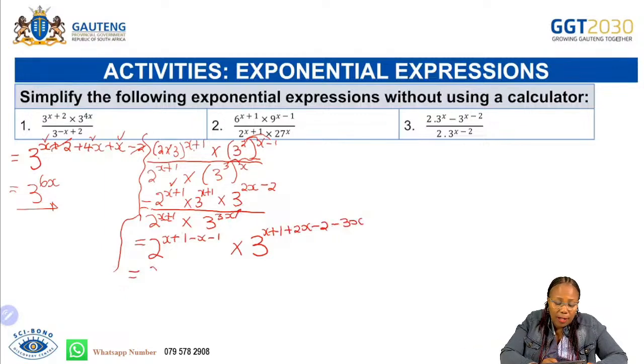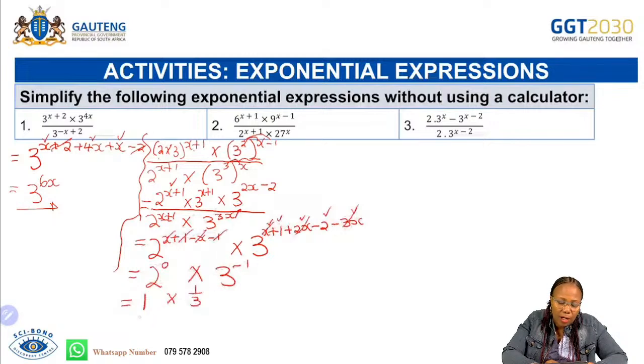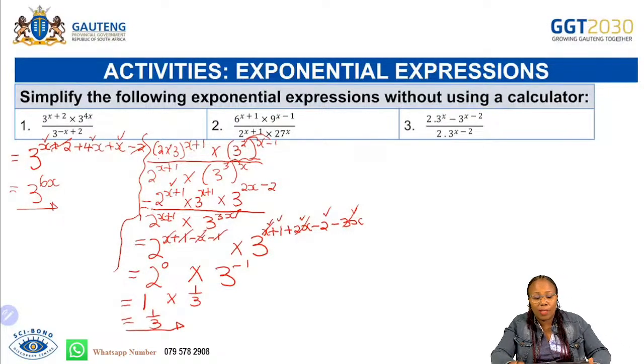We can now add the like terms for base 2. That will be x minus x is 0, 1 minus 1 is 0. So we write that 0 that is remaining. And then multiply by, we take base 3. It will be x plus 2x, which is 3x, minus 3x gives us a 0. And then now we are left with 1 minus 2, which is minus 1. 2 to the power 0 is 1. Multiply by, get rid of negative exponent, it will be 1 over 3. So our answer here is only 1/3 because 1 times 1/3 is 1/3.